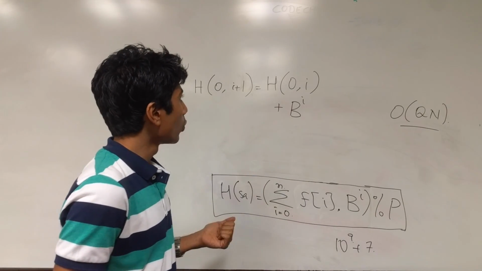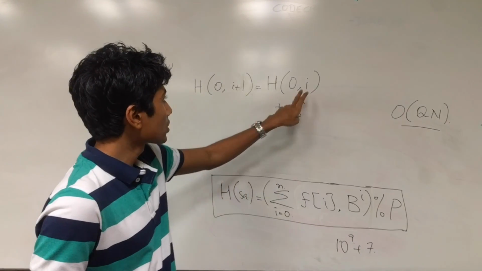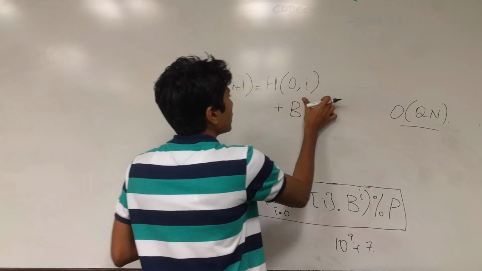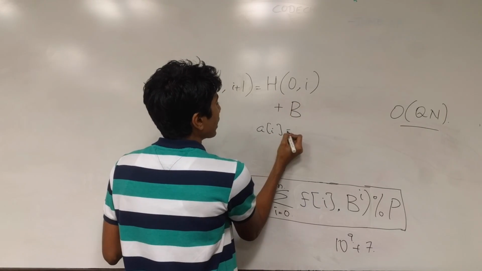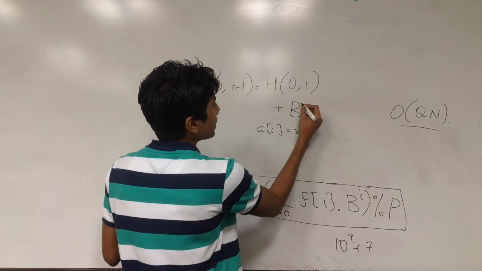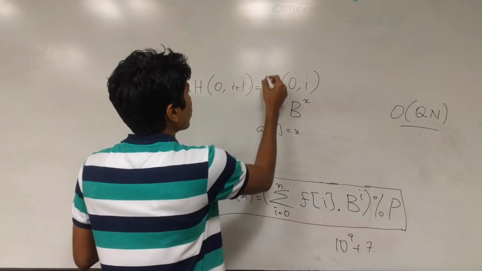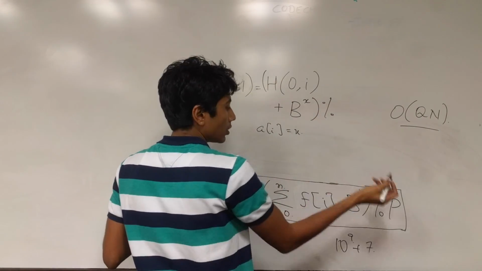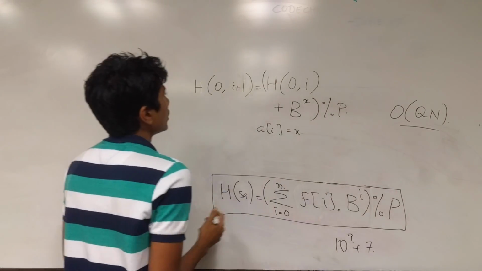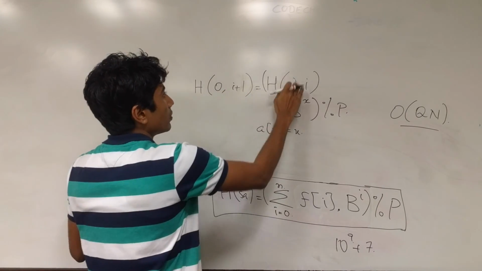Now, what else? Every time you're coming across an element, let's say a of i is equal to x, what we need to do is add b raised to the power x. That's what we're doing, okay? And then we also take modulo p. Because 0 is common over here, we skip that part.